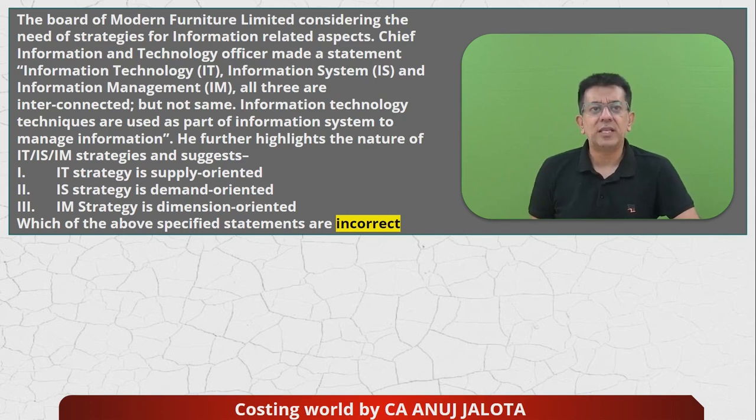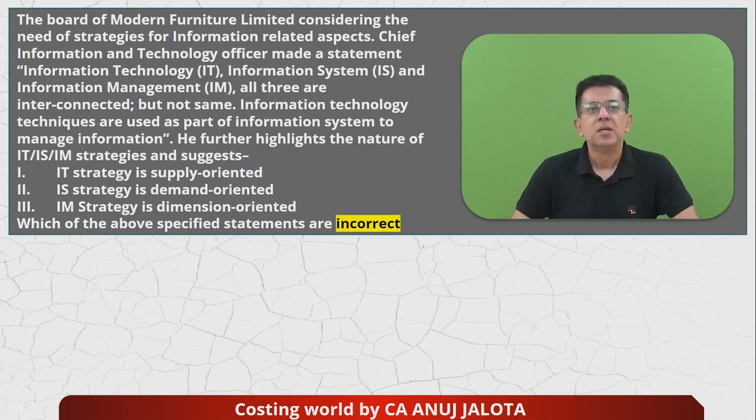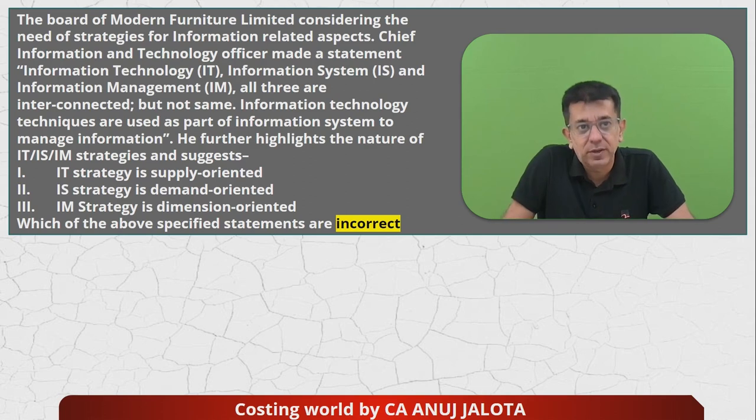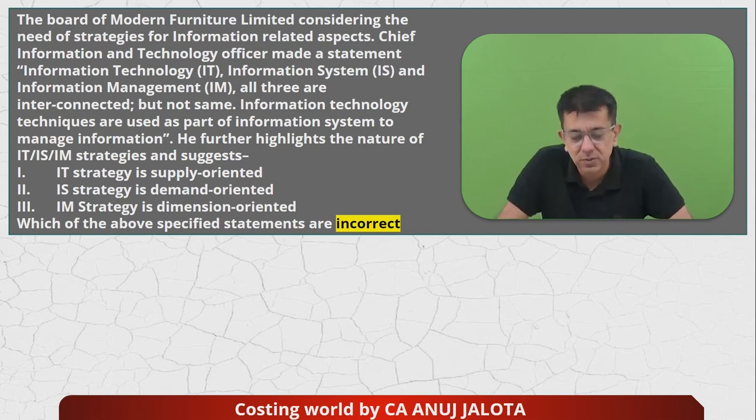Information technology techniques are used as part of information system to manage the information. He further highlights that the nature of IT, that is information technology, IS, that is information system, and IM, that is information management strategies, and suggests that IT strategy is always supply oriented, IS strategy is demand oriented, IM strategy is dimension oriented. Which of the above specified statements are incorrect?